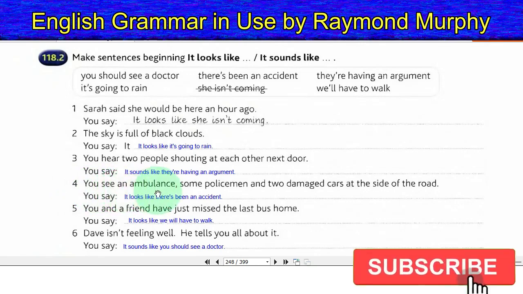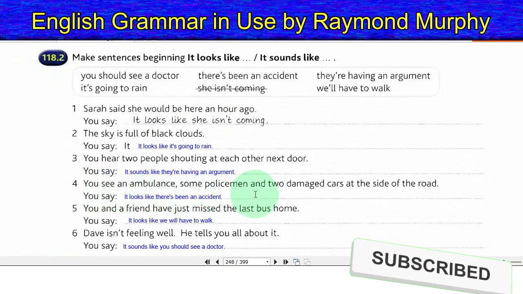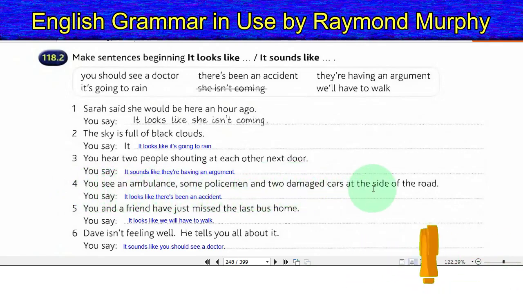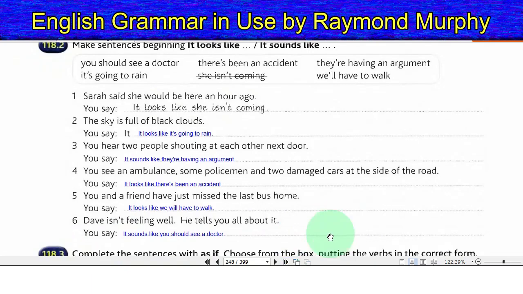4. You see an ambulance, some policemen and 2 damaged cars at the side of the road. You say, it looks like there has been an accident. 5. You and a friend have just missed the last bus home. You say, it looks like we will have to walk. 6. Dave is not feeling well. He tells you all about it. You say, it sounds like you should see a doctor.